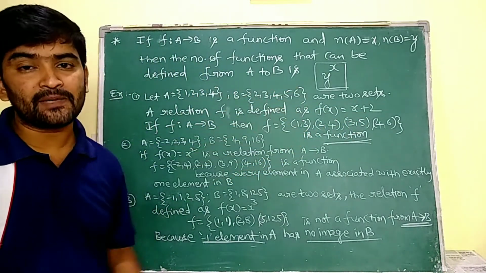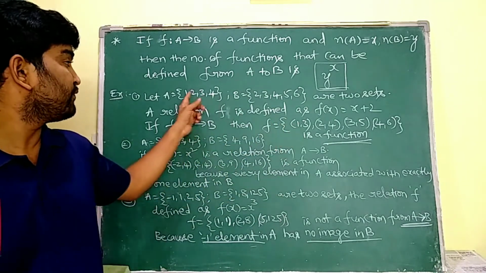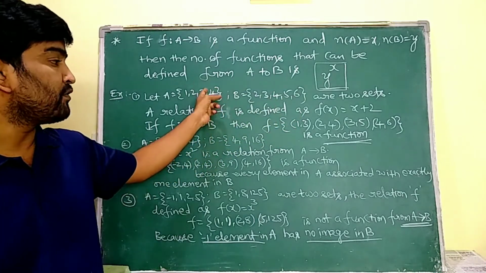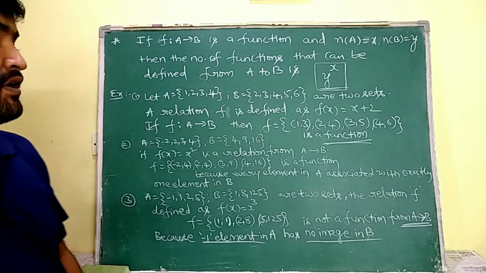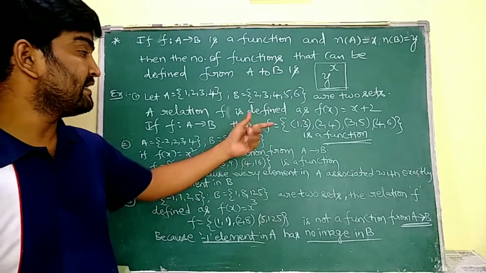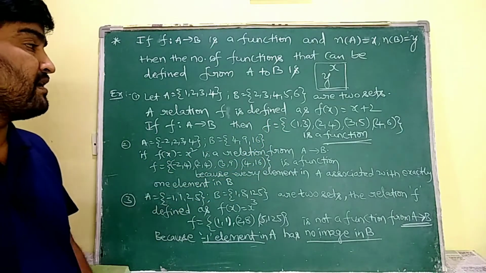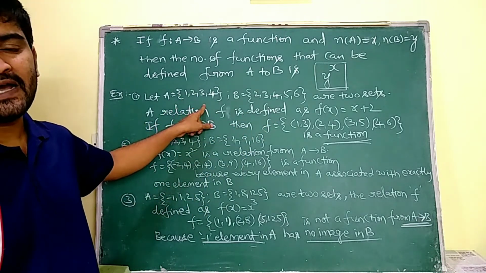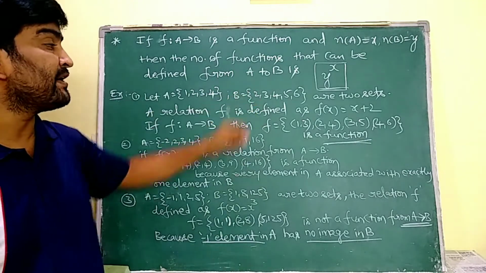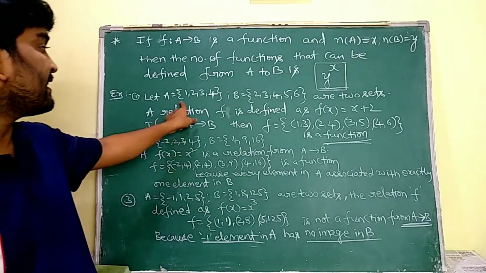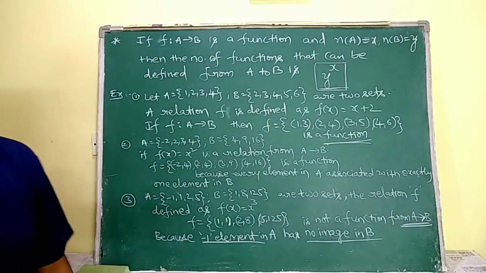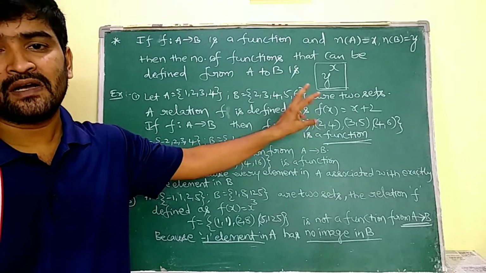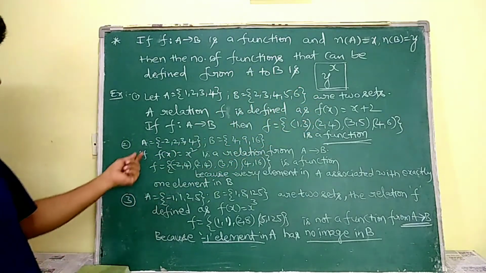If I place 2 in the place of x, then 2 plus 2 is equal to 4. (2, 4) is a mapping. If I place 3, (3, 5). If I place 4, (4, 6). This is the obtained relation. Here, see, this relation is a function because all the elements of A are associated with exactly one element of B. That means no element is left in A. That's why f is a function. And no two ordered pairs have the same first elements.